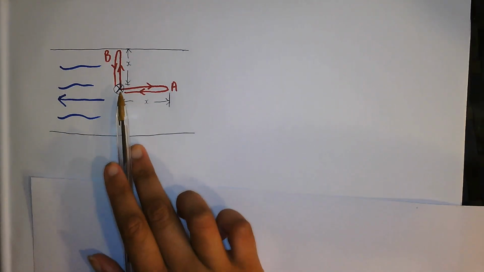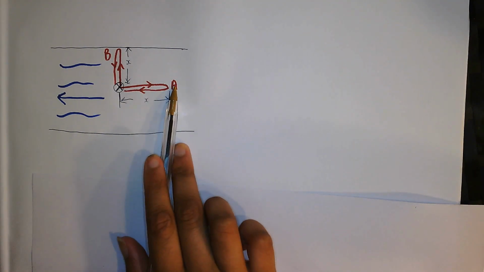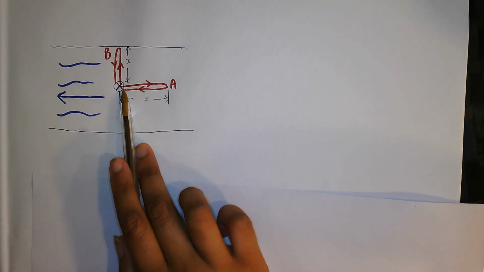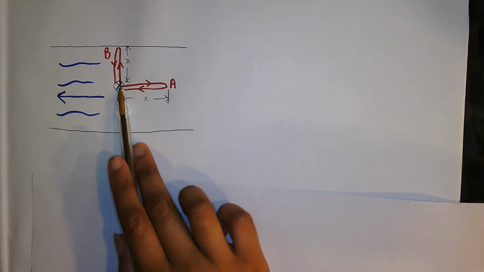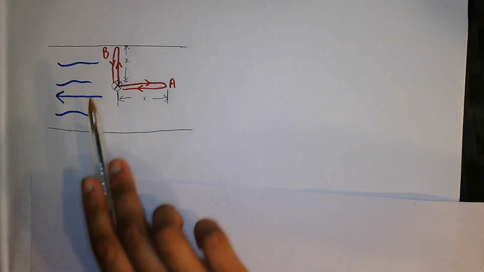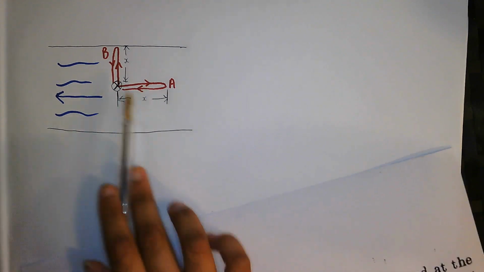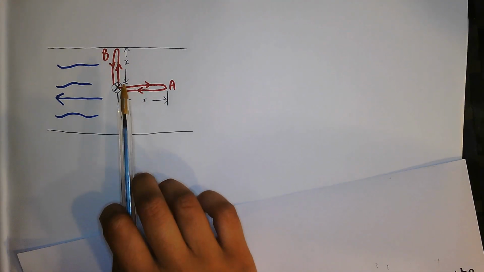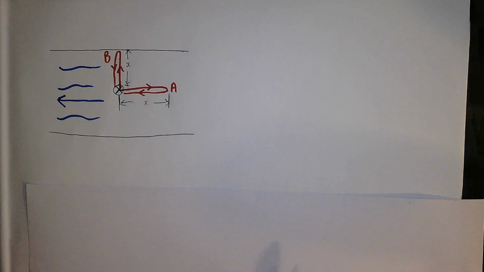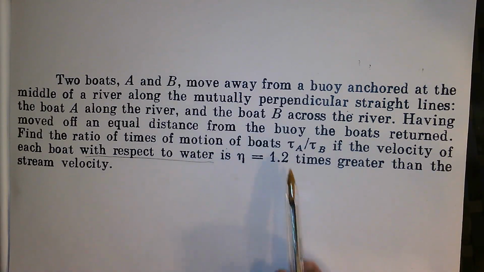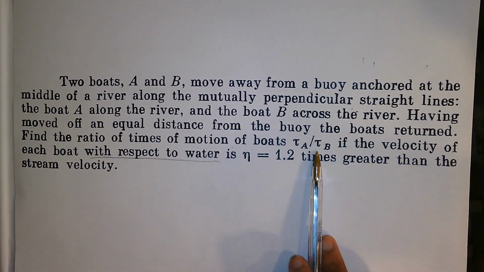And this diagram that I've drawn here is from the frame of reference of this stationary observer. So this observer sees that the two boats A and B move off along these mutually perpendicular straight lines, and these two paths of A and B are the resultant paths. So the way that we can go forward with this question is we need to calculate tau A and tau B.